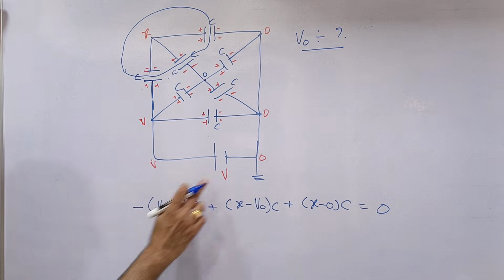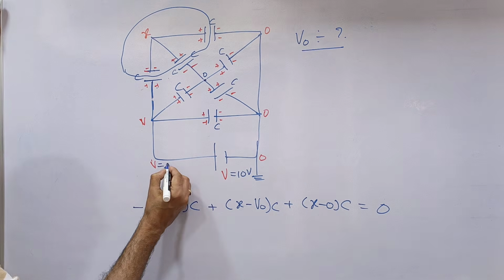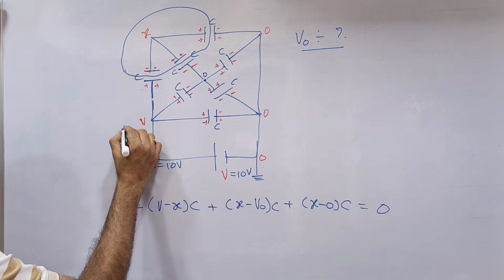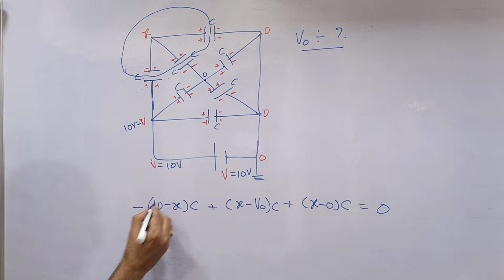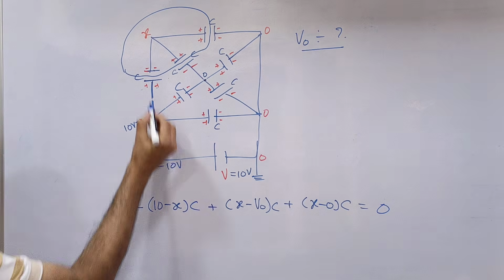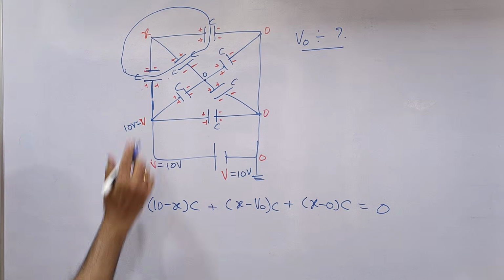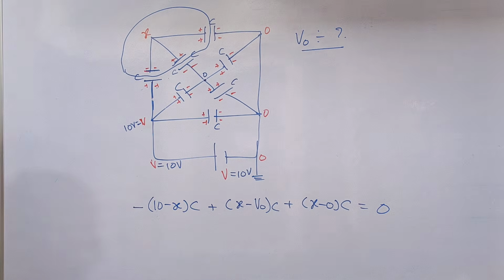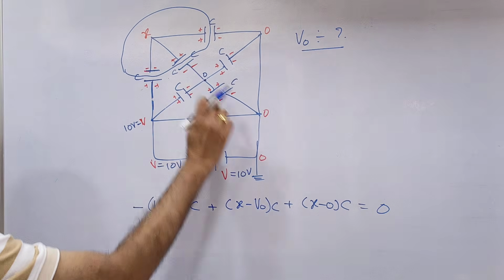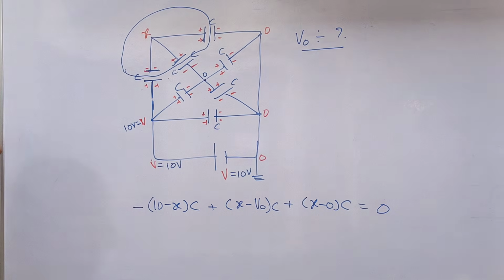V is given to you in the question, the potential of the battery. Let me take it as 10 volts. So V will be 10 volts, and this becomes 10. So 10 minus X into C is the charge on this plate with a negative sign. X minus V naught into C is the charge on this plate with a positive sign. X minus 0 into C is the charge on this plate.